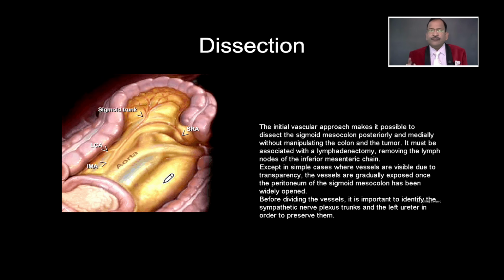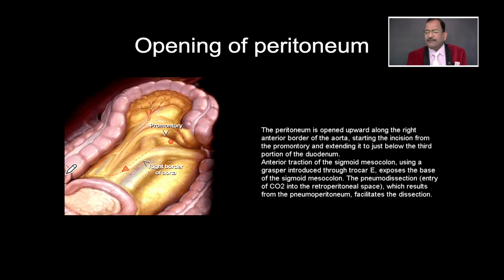So if you are doing it for malignant disease, you should start from the sacral promontory, and in an S-shaped manner reach up to the splenic flexure of the colon, cutting the peritoneum. As we have discussed before also, laparoscopy starts with the peritoneal incision. So here you will start the peritoneal incision from the sacral promontory, and then anterior to the aorta you will reach up to the splenic flexure of the colon.